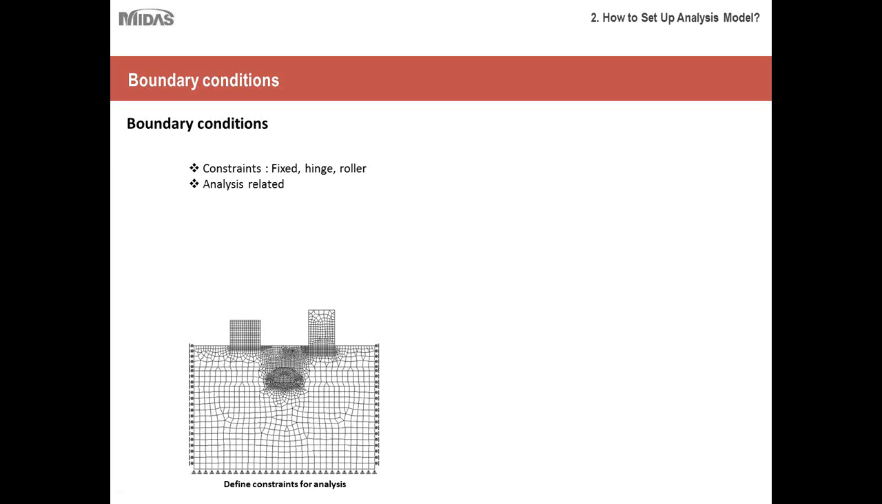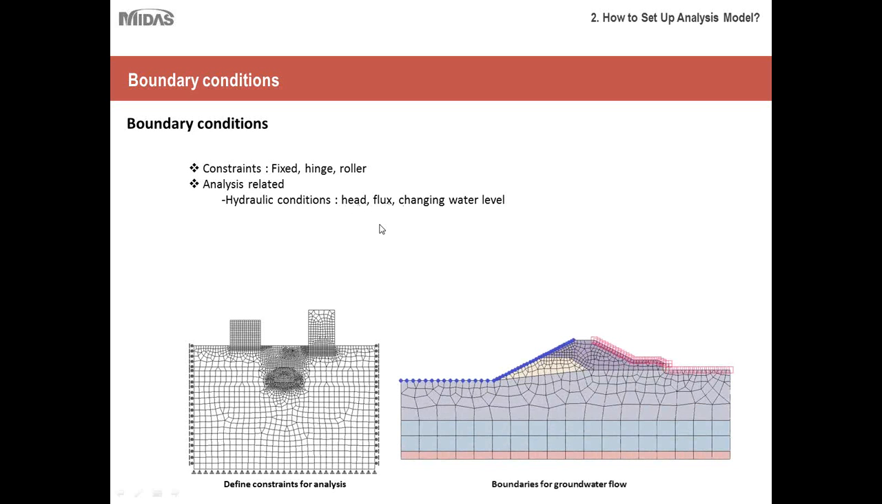Then the boundary conditions could also be analysis related. So let's say if you are doing a hydraulic analysis, such as simulation of seepage or groundwater flow, then you have to apply hydraulic conditions such as head, flux, or changing water level. So let's say this is a dam analysis, and you have to apply the seepage or simulate the transient flow. Then you have to apply the nodal heads and the water level on either side of the dam to simulate this, and this is also accounted as a type of boundary.